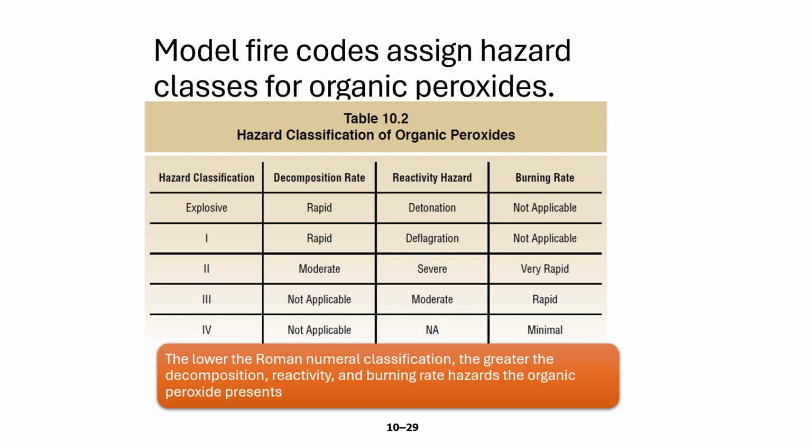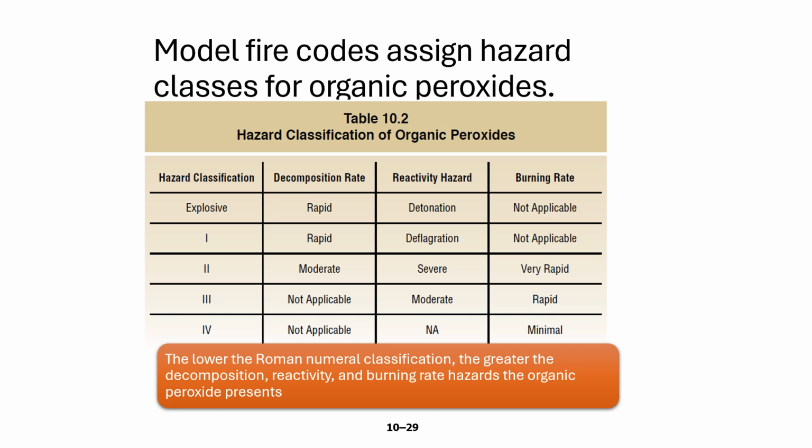So our model codes assign the hazard classes for organic peroxides. The lower the Roman numeral classification, the greater the decomposition, reactivity, and burning rate hazard the organic peroxide presents. So the lower the Roman numeral number, the more volatile the material is, meaning there have to be more controls, or you're limited in how much you can have.